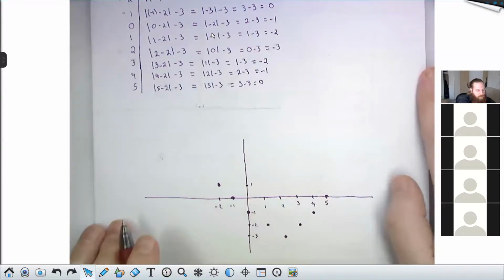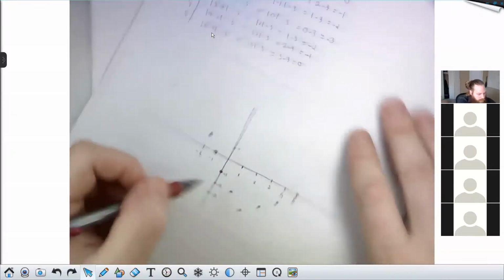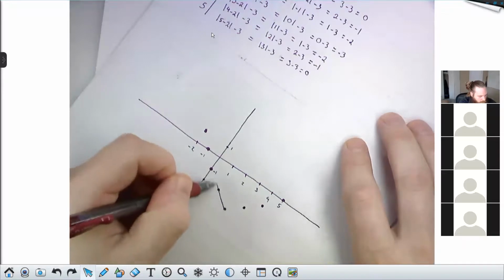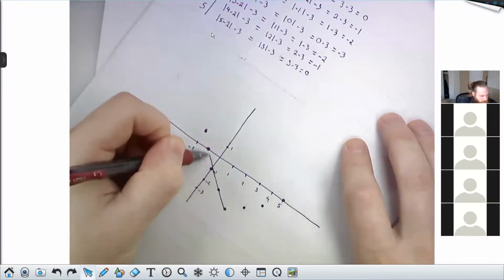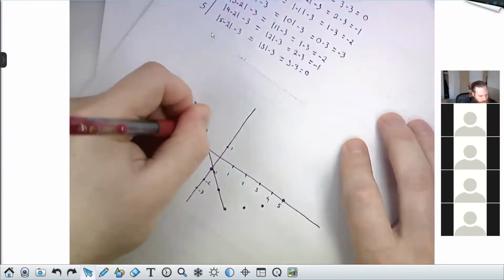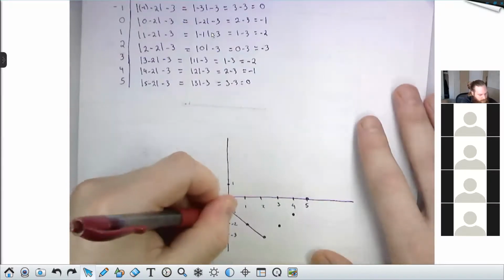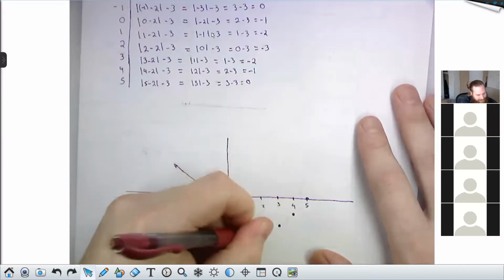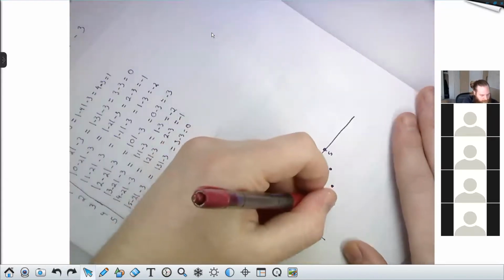Now I can see my shape, right? Now I can see this graph. So with a little more information, making my table a little bigger, using these nice fat points here, now I can actually see the shape of this graph.